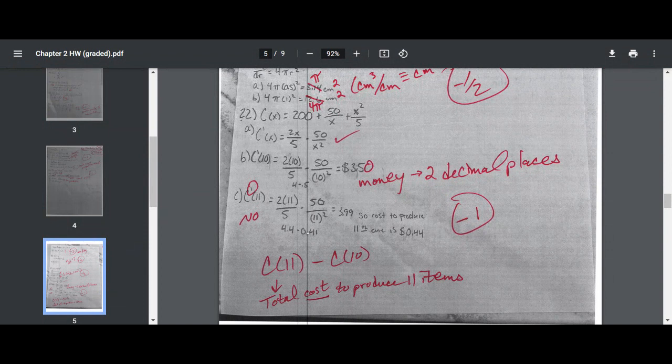You're not using the derivative function there, but it should be close. So C of 11 minus C of 10, I don't know what the actual answer was, I think $3.75 or something. It's close to the marginal cost of the 10th one, which is the instantaneous rate of change of cost at that moment. Anyway, they're supposed to be close.